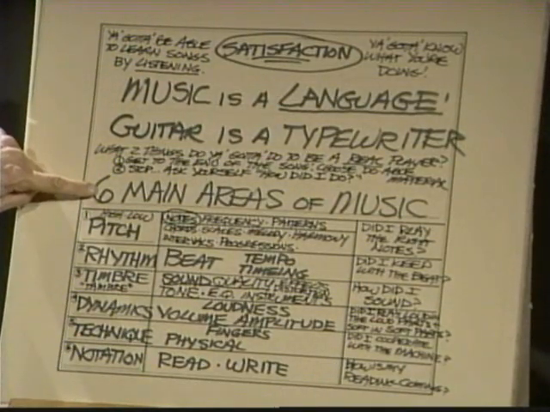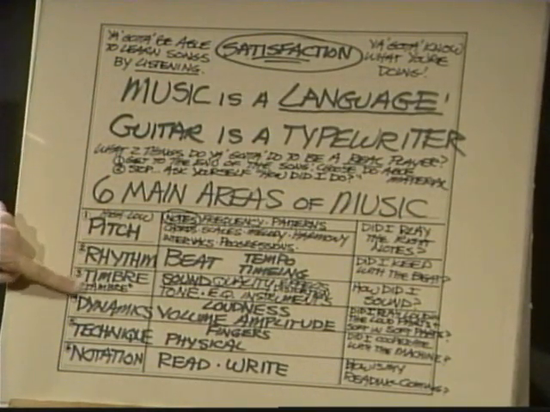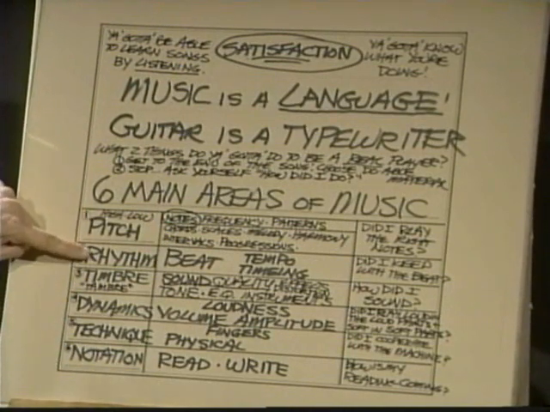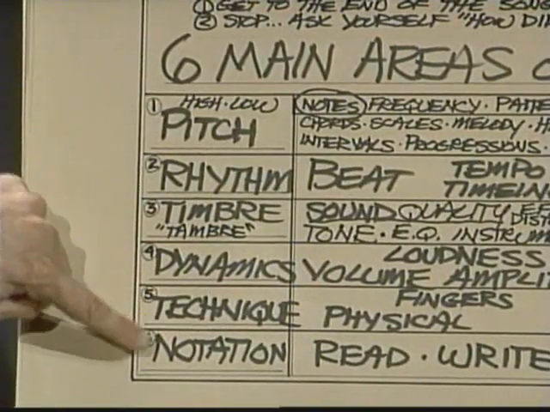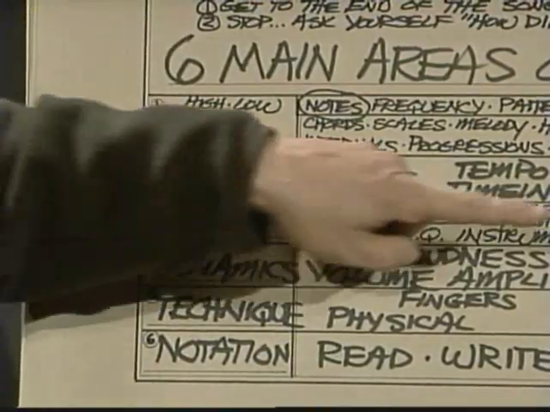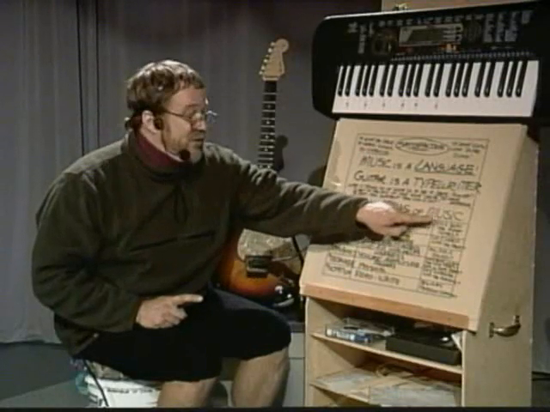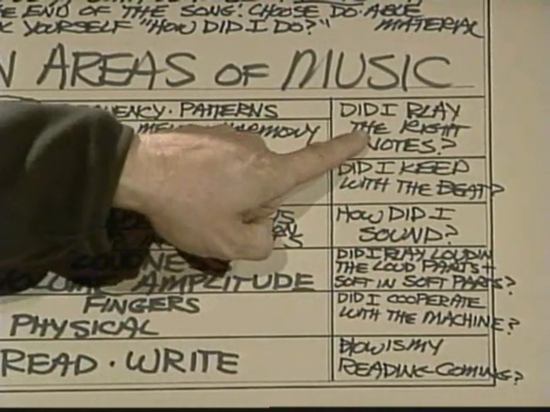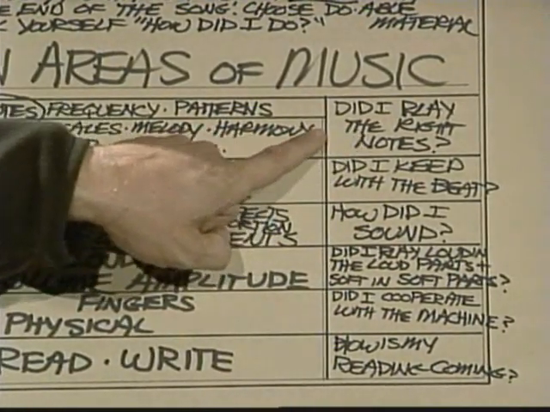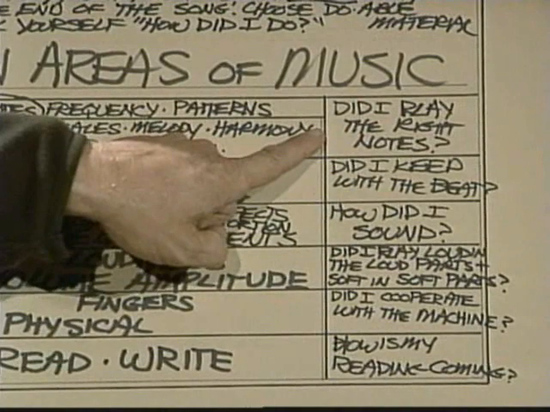One of the first big things you've got to make sure you've got memorized is your 6 main areas of music: pitch, rhythm, timbre, dynamics, technique, and notation. The reason being is that the most important part of this chart, remember, is that at the end of each song you play, you've got to answer yes to these 6 questions. Otherwise, you're only fooling yourself that you're playing music.